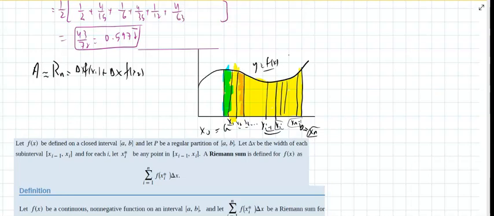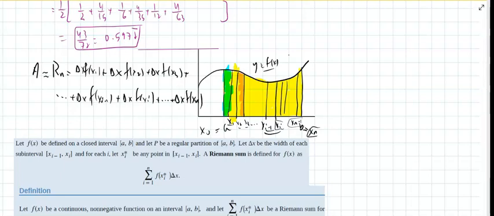This third piece will be delta x times f of x sub 3. Now the list goes on, plus delta x times f of x sub i minus 1, plus delta x times f of x sub i. And if I'm using the right-hand approximation, the last piece will be delta x times f of x sub n.